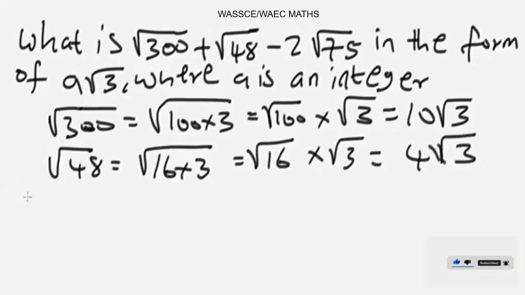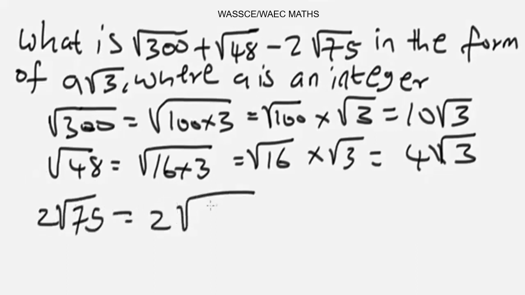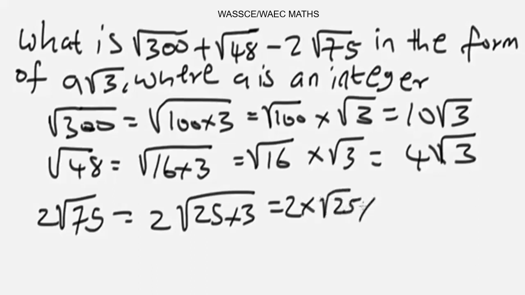Now lastly, let's express the value of 2 root 75 in surd terms of root 3. You're going to have 2 root 75, the same thing as 2 root 25 times 3. When you separate the square roots, it's the same thing as 2 times root 25 times root 3. Square root of 25 will give us 5. So 5 times 2, we're going to have 10 root 3.